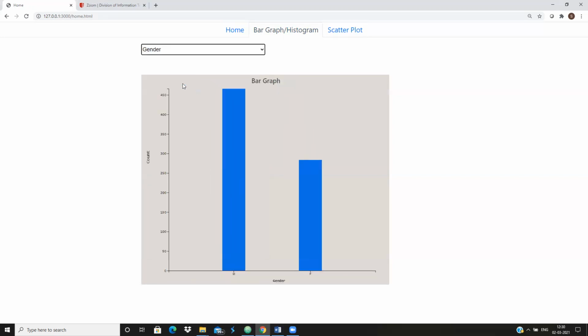I selected gender and I got this bar graph, which is the number of males and the number of females having credit cards, right? Some of the features that this offers is that when you hover over the bar, you can actually see the value, and also the bar gets highlighted in this maroonish color, right?